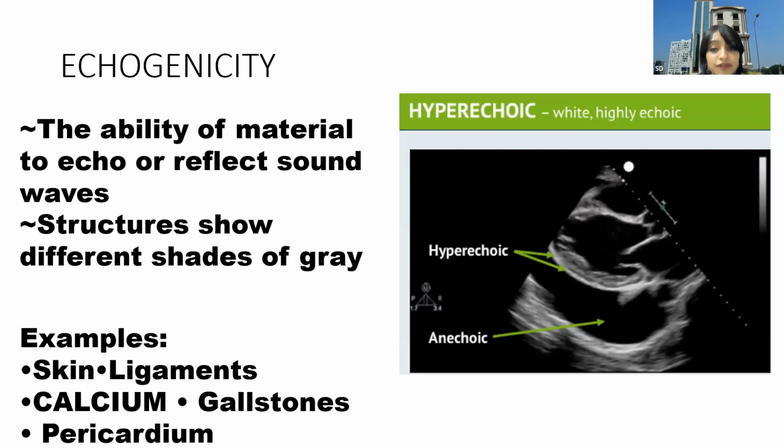What are the examples of hyperechoic structures? First is bones or calcium or any stones, gallstones, or pericardium or skin or ligaments. What happens is the entire ultrasound wave hits these tissues, and almost in its entirety, it gets reflected back to the probe, and that's how we read it on the screen.